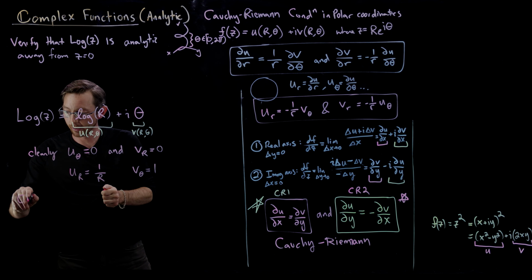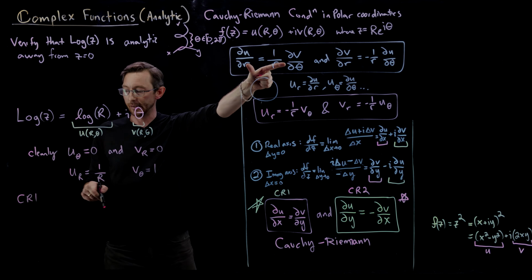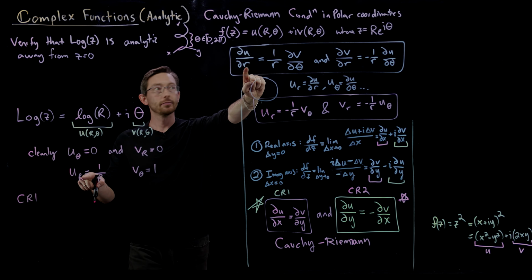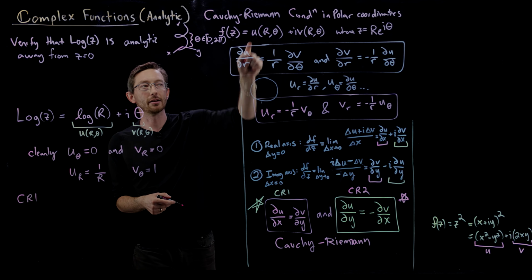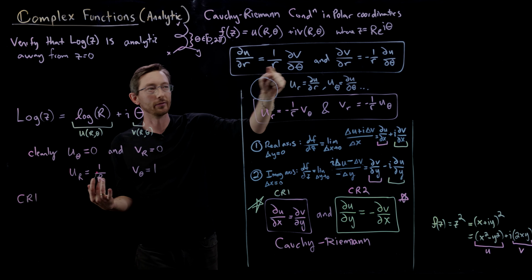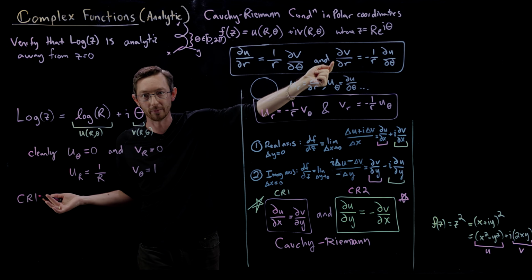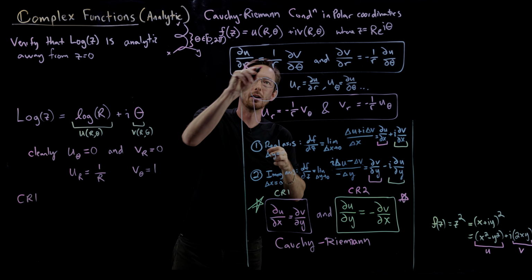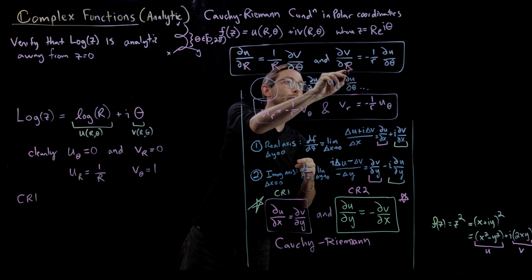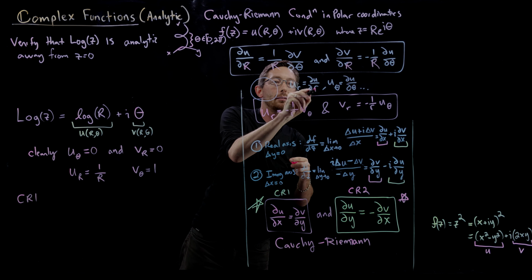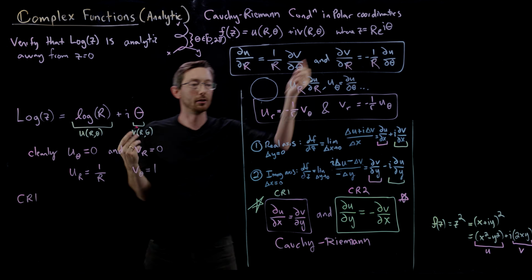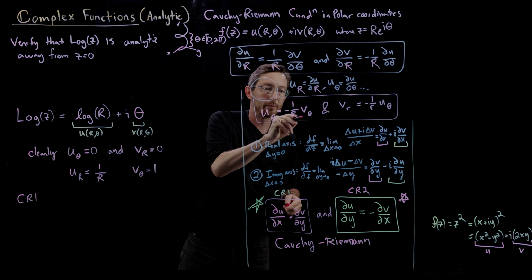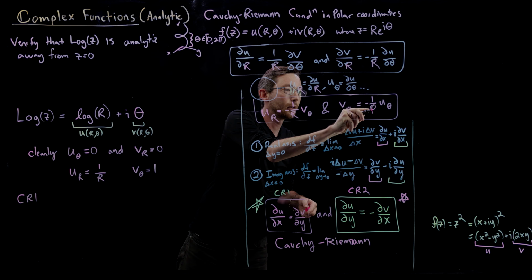So Cauchy-Riemann 1 is that partial u partial r, I don't know why I use capital R here and lowercase r here. I'm sorry, that's super confusing. These r's are all the same. They should all be capital R's. Those are all big R's. Sorry, this is a mess. But you get what I'm saying.